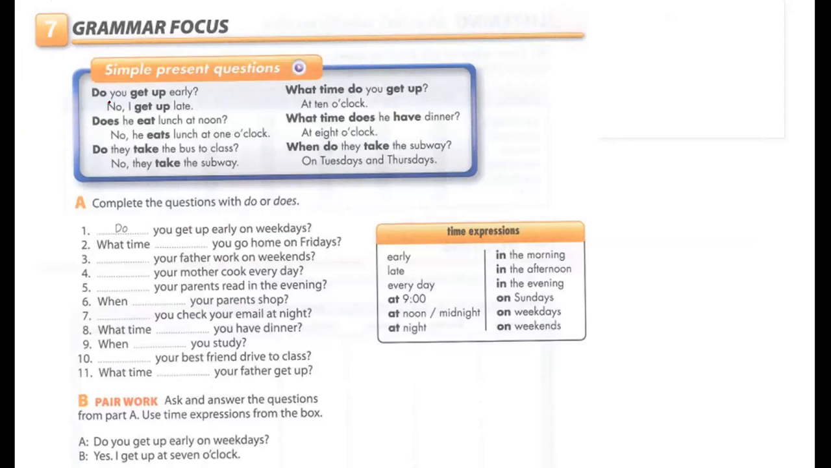De hecho, es una combinación de yes-no questions and WH questions. Estas son preguntas de información, all right? What time? ¿A qué horas? When do they take the subway? ¿Cuándo abordan el subway? What time does he have dinner? ¿A qué hora cena? What time do you get up? ¿A qué hora te levantas? Do you get up early on weekdays? What time, etcétera. Okay, entonces le va a poner el do o el does. That's all you have to do over here.